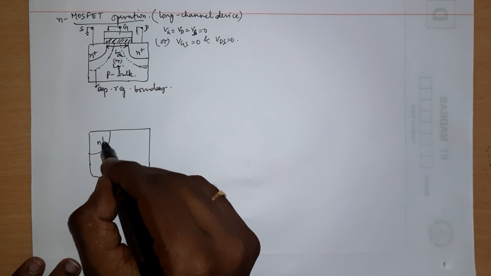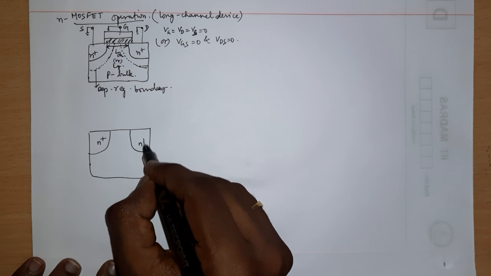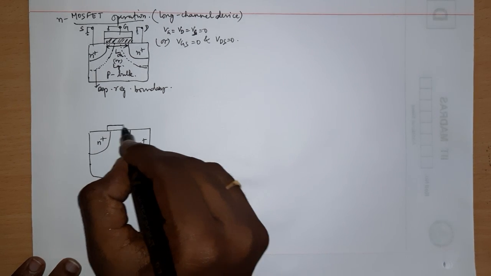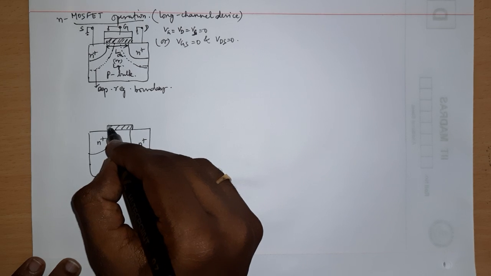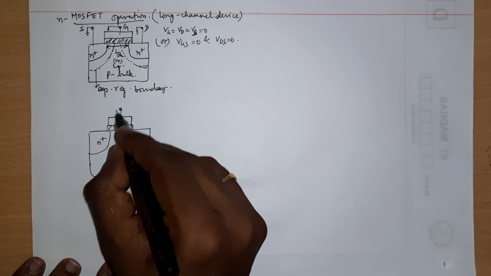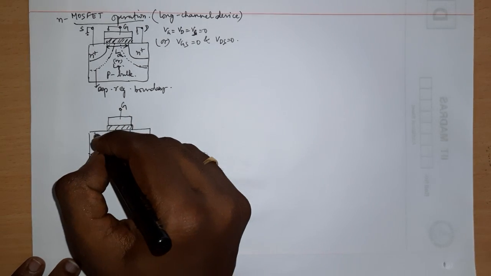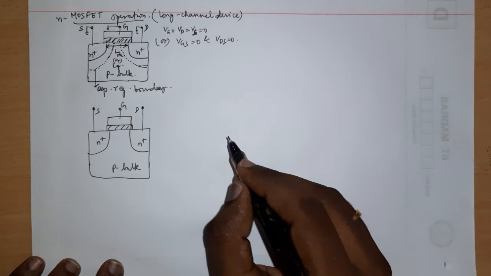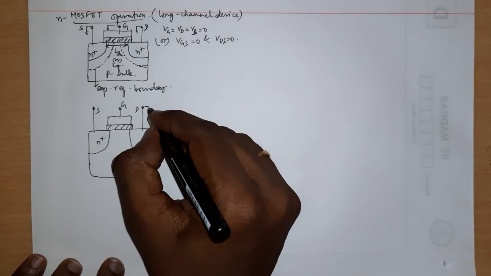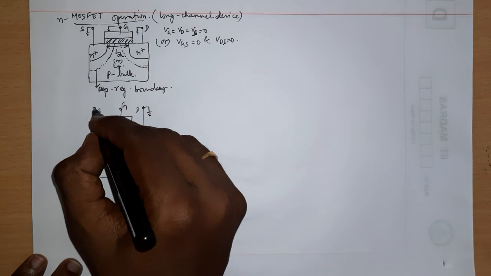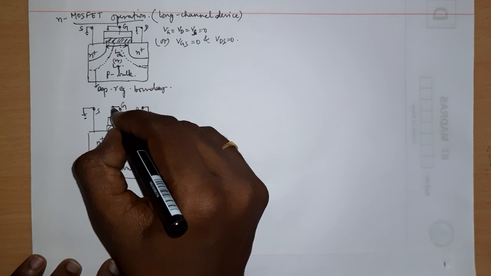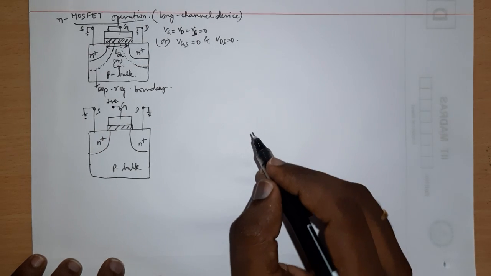Now let me take another case where I have the N plus and P bulk, silicon dioxide, and then the gate, source, drain. Now let me keep the drain grounded and source grounded and just supply some kind of a positive voltage to the gate.